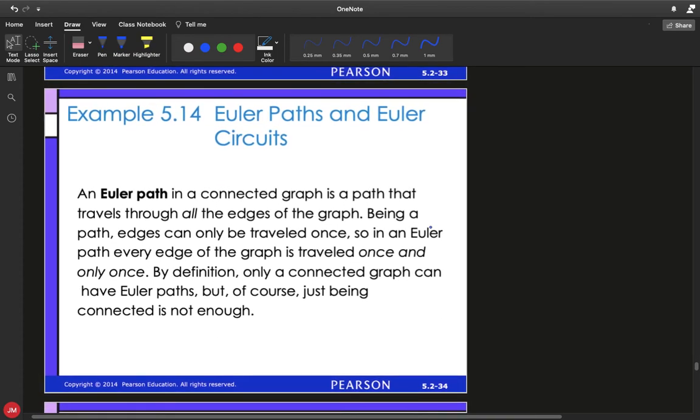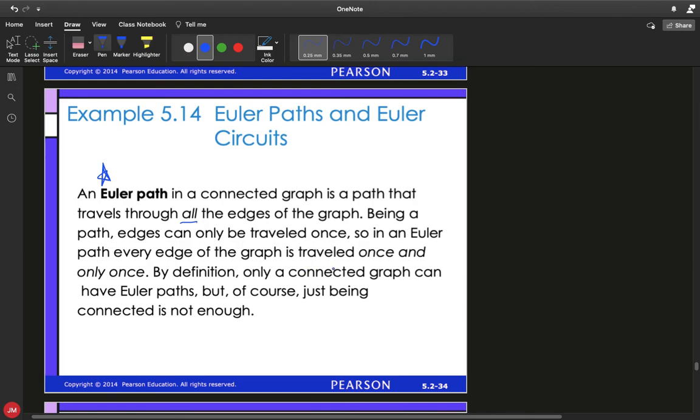All right. So now we get to what Euler has his namesake for in graph theory. We have what are called Euler paths and Euler circuits. An Euler path, and this is an important definition, so make sure you've got this copied down somewhere, is a connected graph that has a path which travels through all of the edges of the graph. Now, being that it's a path, edges can only be traveled once, just like in our bridges example for the Königsberg bridges that we looked at in class on Wednesday.